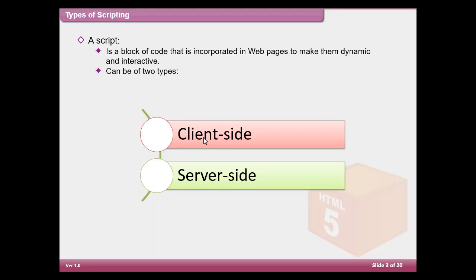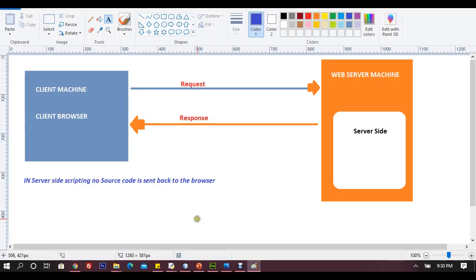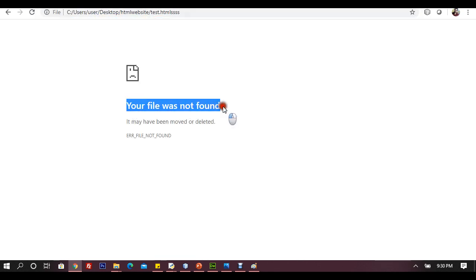That is why it is called a client-side script, and a server-side script runs at the server end and gives the rendered output. And every request has a response. For example, if I type a page that does not exist, you get a message that your file was not found. This is called error 404.